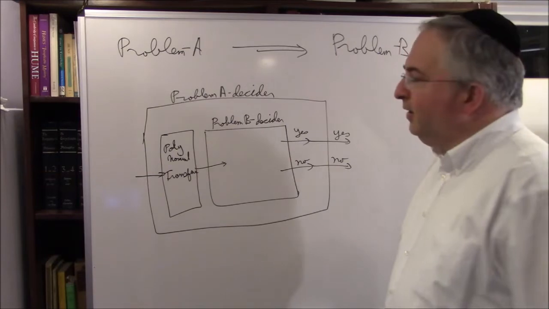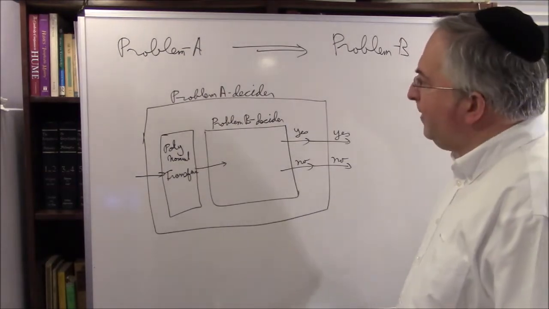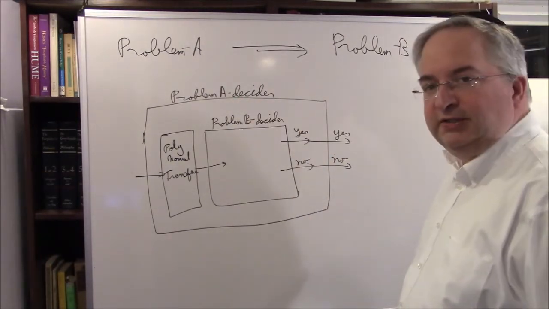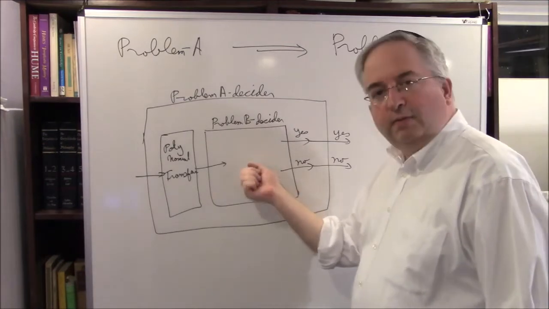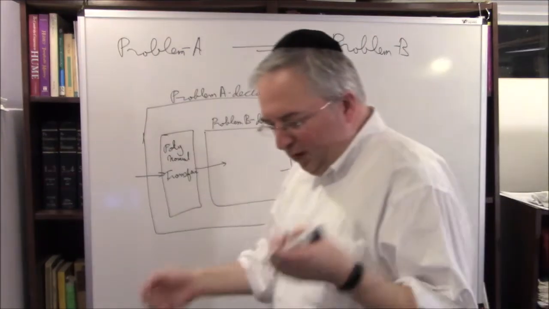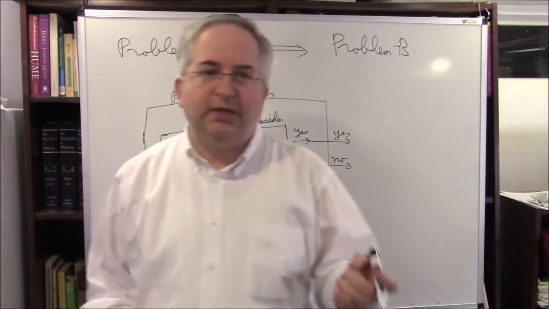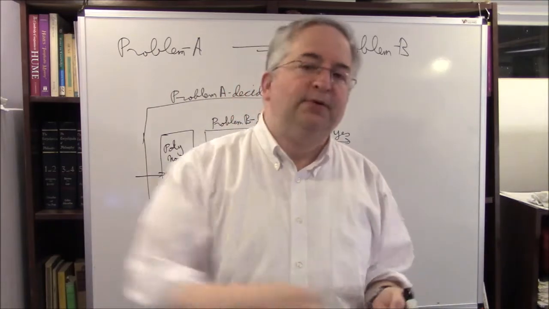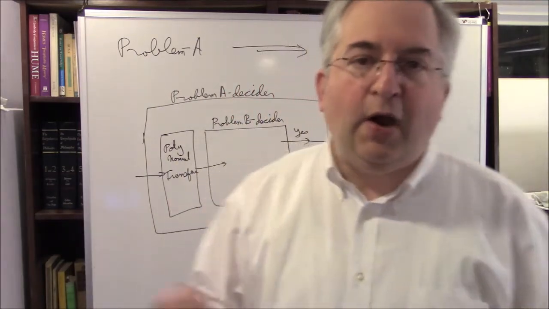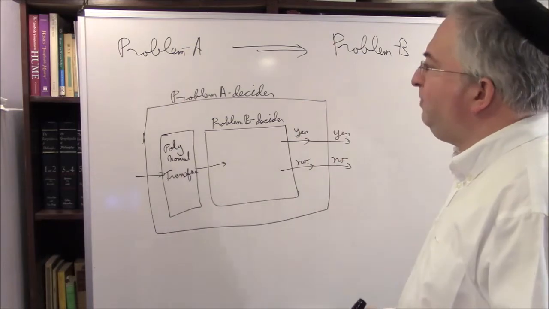Okay, watch what I just did. Now this is a problem A decider. It uses a problem B decider. It's like if you have a fancy computer program that does something, I can take that computer program, put it into my computer, and now I can use it. That's exactly what problem A is doing.